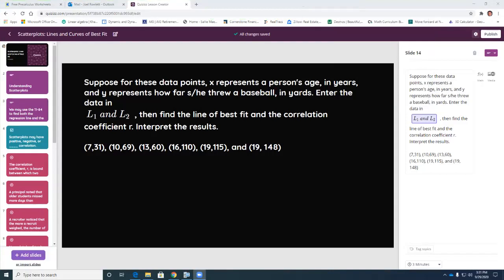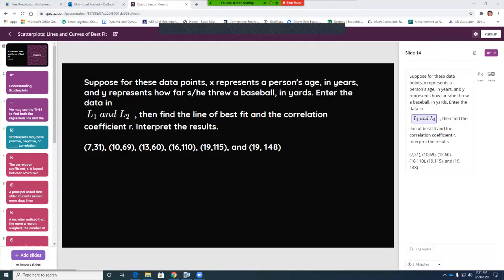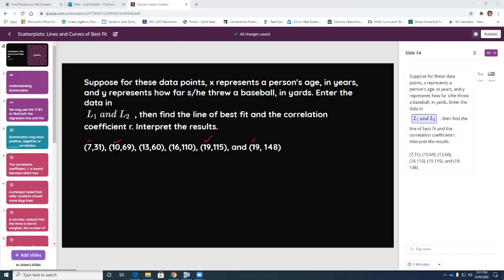So if you take a look at the data points here, notice that the X values represent a person's age. So we have a 7-year-old here, a 10-year-old, and all the way up to two 19-year-olds. And notice that the Y values tell you how far that person threw a baseball in yards. For example, the 13-year-old managed to throw the baseball 60 yards. And one of the 19-year-olds threw the baseball 115 yards, and another 19-year-old threw the baseball 148 yards. So that's what these points represent in this example.